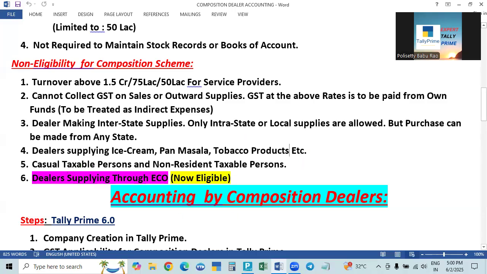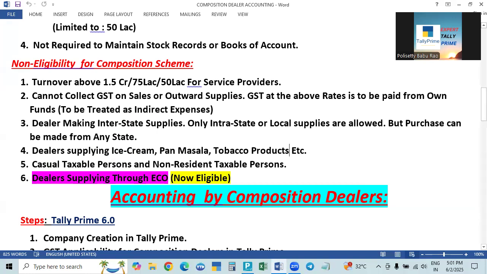Another category is casual taxable persons and non-resident taxable persons. Casual taxable persons are Indian citizens who do business only for some time on some occasions, like festivals or exhibitions. For example, when an exhibition is going on, they provide stalls, do business for some time, and after that they close. It is not a permanent business, so they are called casual taxable persons.